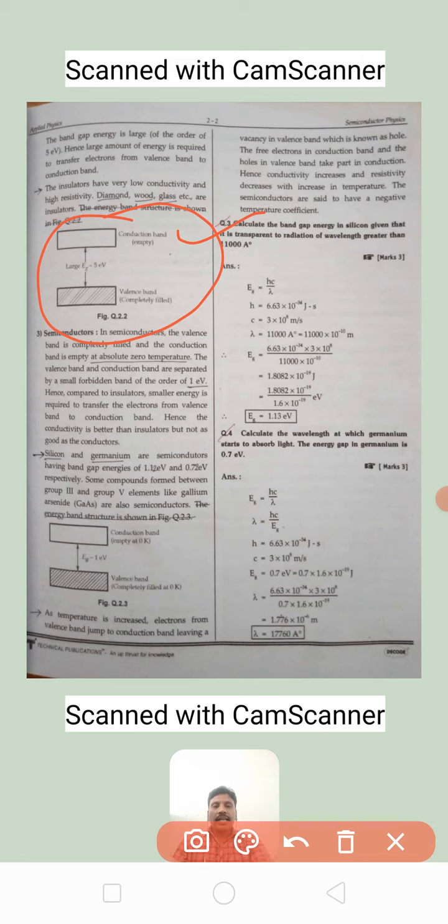So that's why here the forbidden gap energy is very large. That's why even if we apply a strong electric field, much energy, no charges will move from valency band to conduction band. And this is the valency band and this is the conduction band. So that's the reason an insulator does not allow the flow of current through itself. So the free electrons are absent.